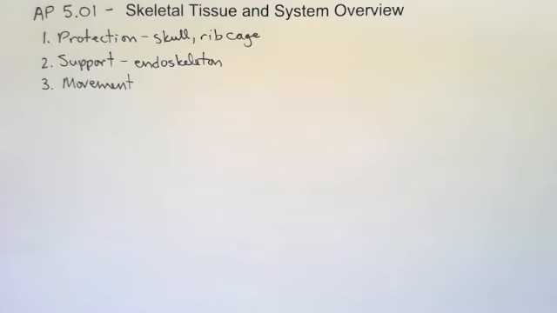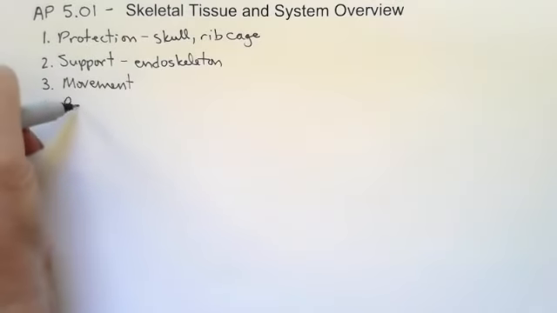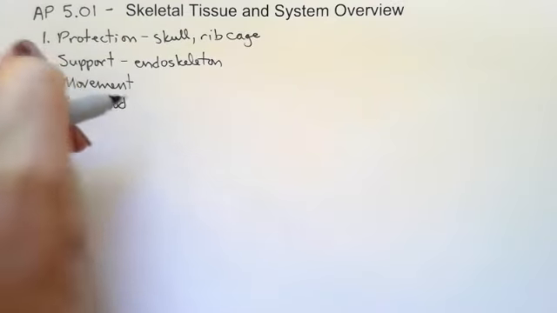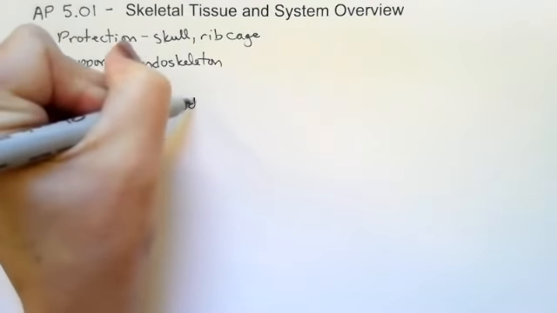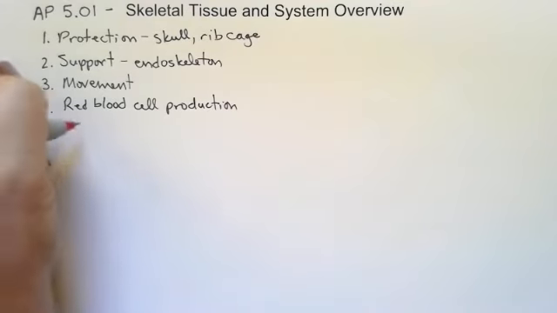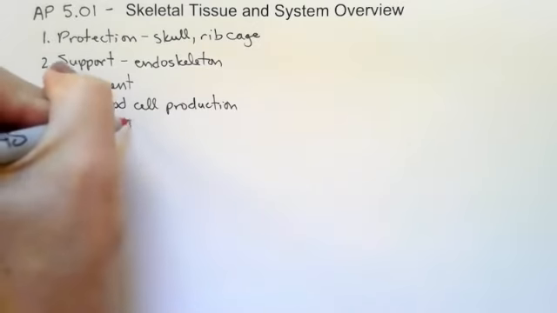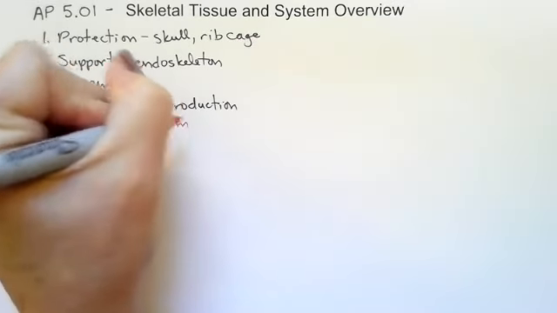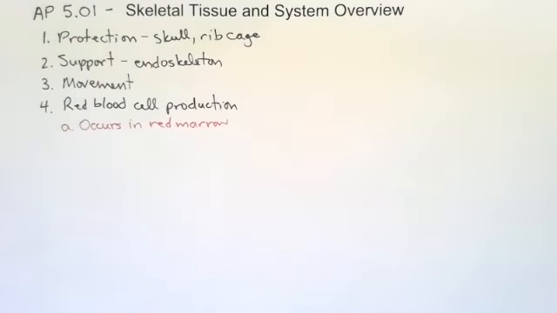You might have gotten these three, but the last two aren't quite as intuitive. Red blood cell production. That occurs in the red marrow of our bones. And we're going to put some bullet points here. It occurs in the red marrow, which is found in the middle of long bones. Well, it's found in different places at different ages.